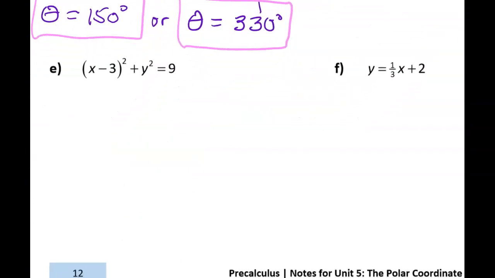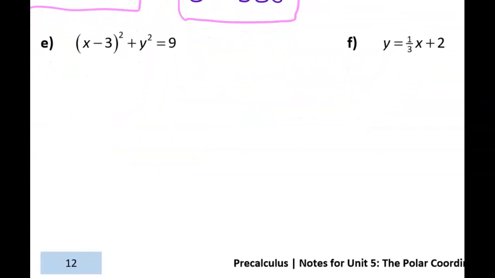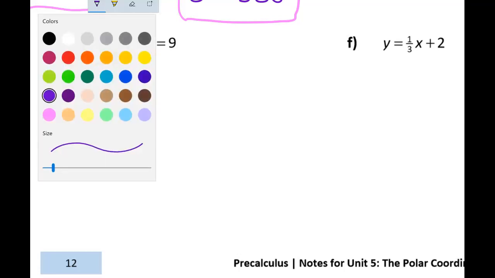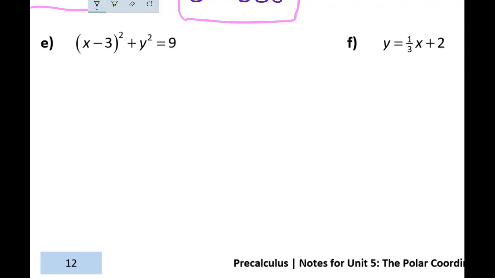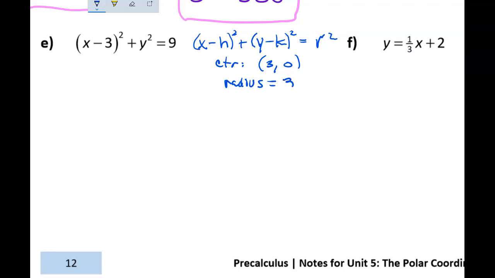All right, now let's take an equation in E that is in a little bit different form. This is actually the equation of a circle, and a circle has a general equation in rectangular form of x minus h squared plus y minus k squared equals r squared. So this is a circle that has a center at the point 3, 0 and a radius equal to 3. You'll remember that from Algebra 2.